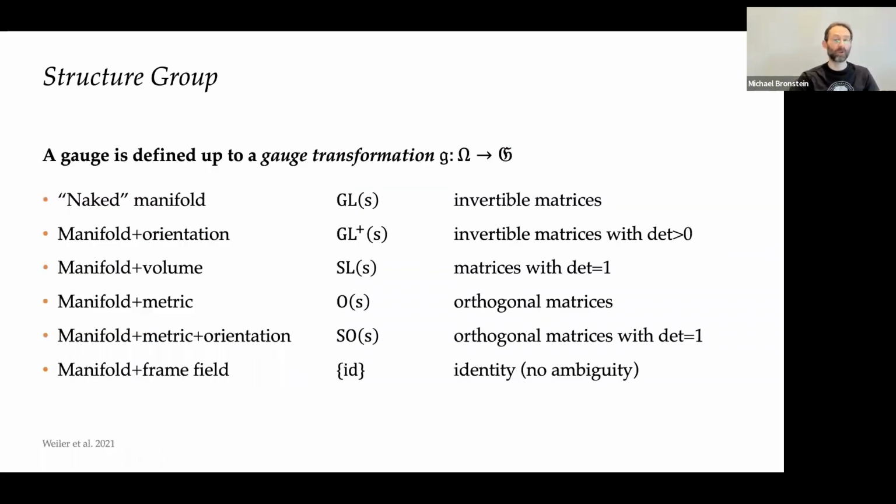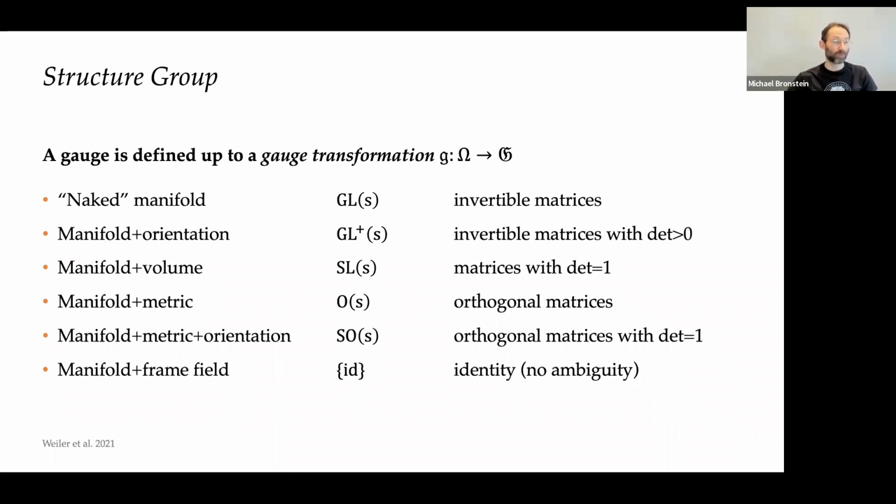And we have multiple ways of transforming our local reference frames depending on how much structure we have in our object. If we are talking about a naked manifold without any Riemannian structure, basically it's just a topological space. So here, any invertible matrix can change our frame arbitrarily, right? So we are talking about the general linear group. If we have a manifold with orientation, we can talk about invertible matrices with strictly positive determinant.